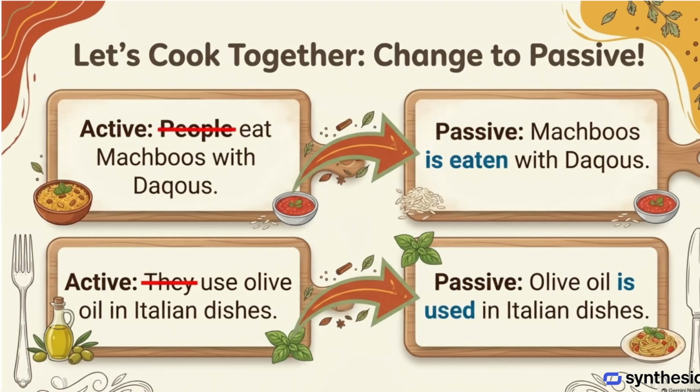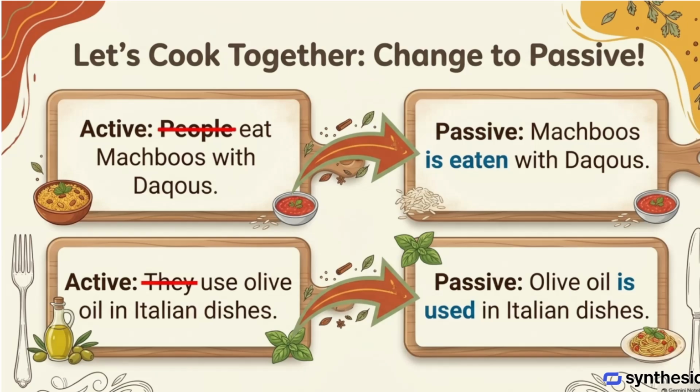Let's cook together, change to passive. Now it is your turn. Let's change active sentences into passive sentences. First, people eat makbuz with dakas. The active sentence starts with people. But in the passive voice, we focus on makbuz. So we say, makbuz is eaten with dakas.